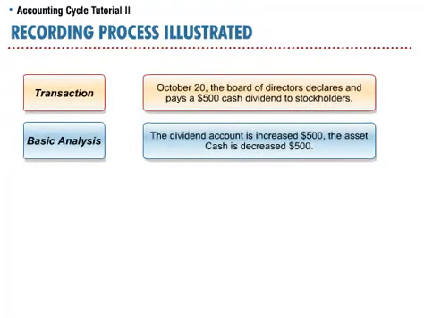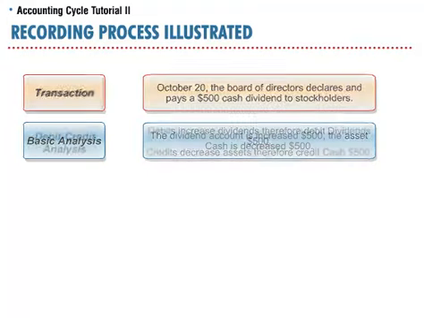On October 20th, the Board of Directors declares and pays a $500 cash dividend to stockholders. The dividend account is increased $500, and the asset cash is decreased $500.